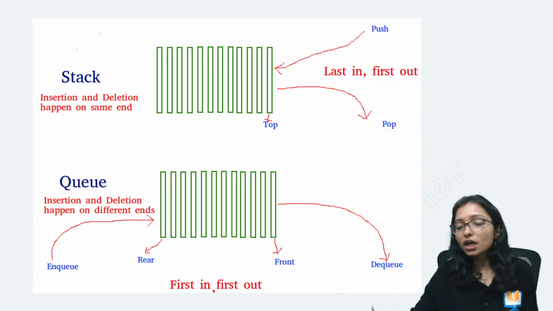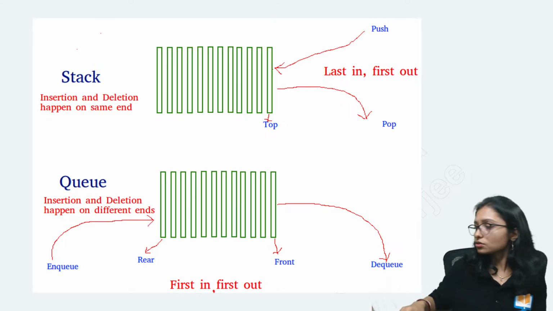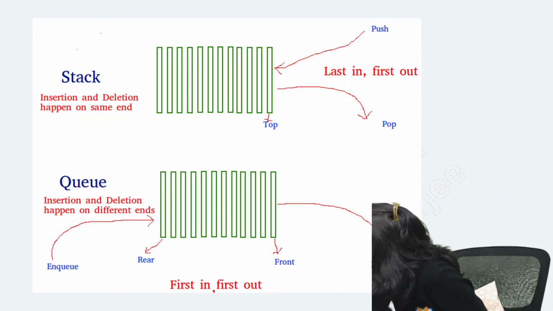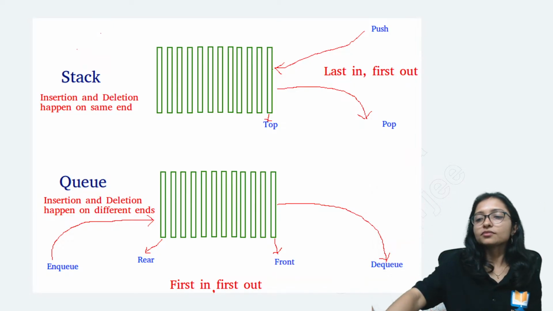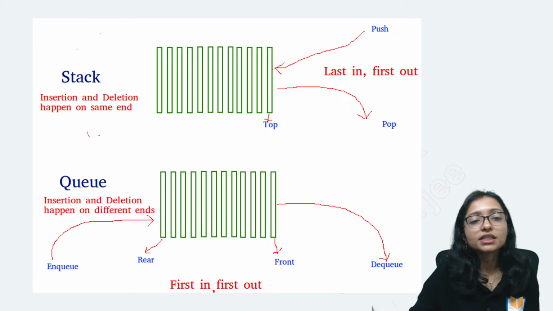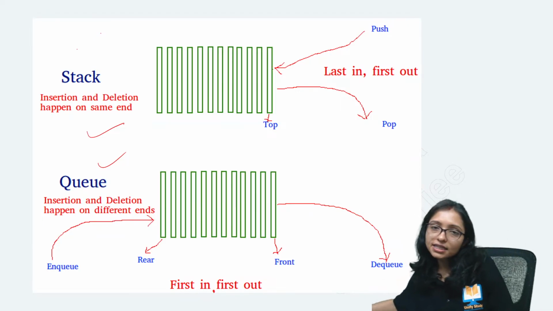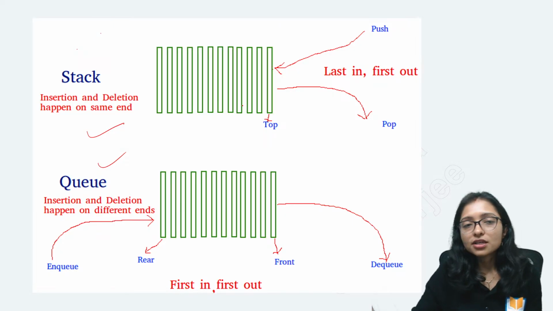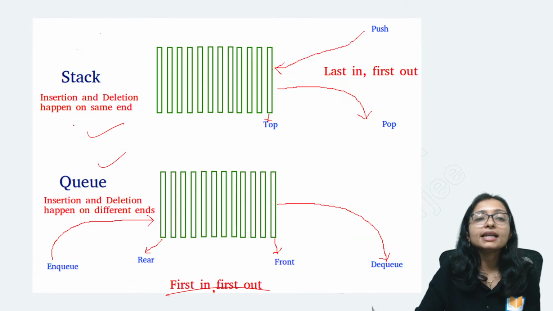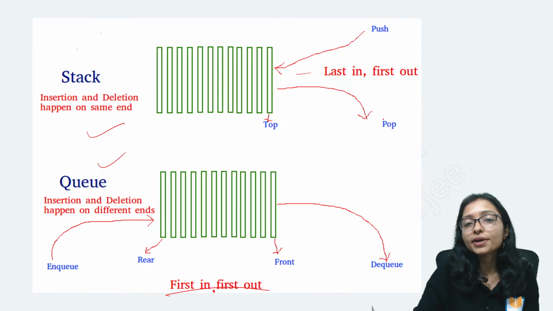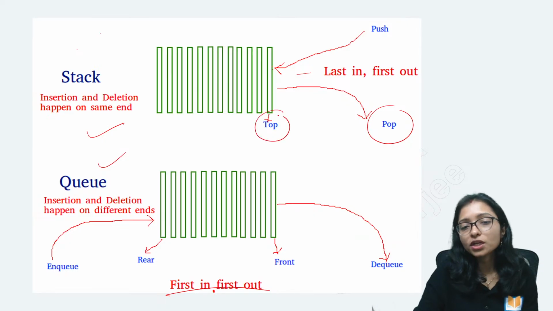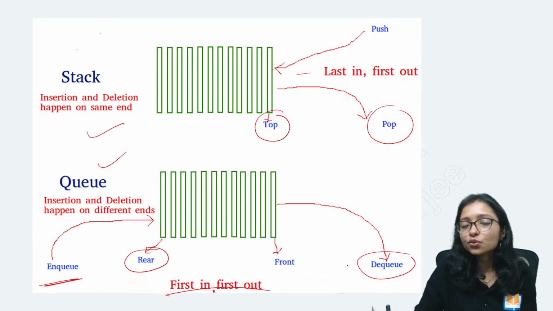Yes. Now come to the difference. Here you can see the difference between stack and queue. What is the main difference between stack and queue? Stack is working with last in first out, right? Last in first out. And queue is working with first in first out. So this is mainly the difference. Here push and pop is from one direction only, from the top. But here whenever I am doing enqueue, that is from the rear, and whenever I am doing dequeue, that is from the front. This is the main difference between stack and queue.